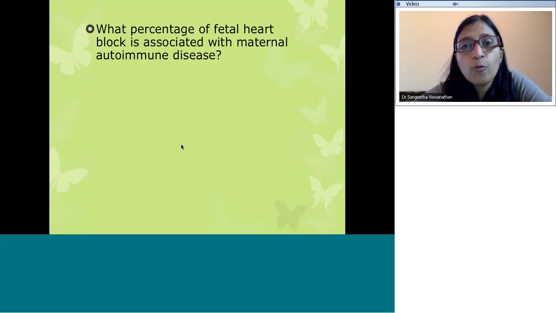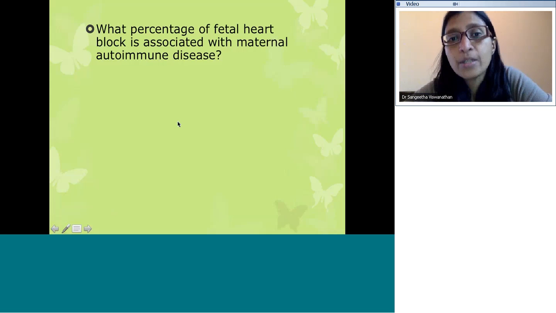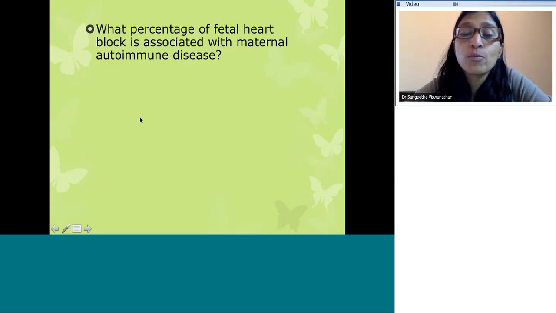So, if you look at what percentage of fetal heart block is associated with maternal autoimmune disease, do you know what percentage is associated with maternal autoimmune disease? So if you take 100 patients with heart block, what percentage? No, it's much higher than that. It's about 50%. Exactly. Yeah, well, it's at least 50%. Okay. So at least 50% of fetal heart block is associated with some form of maternal autoimmune disease, most commonly SLE.